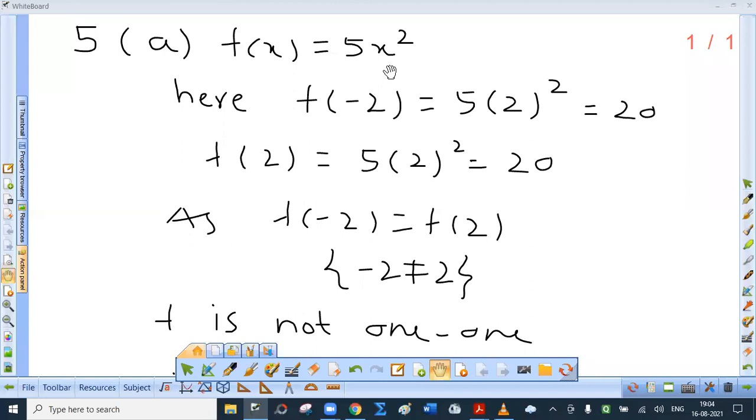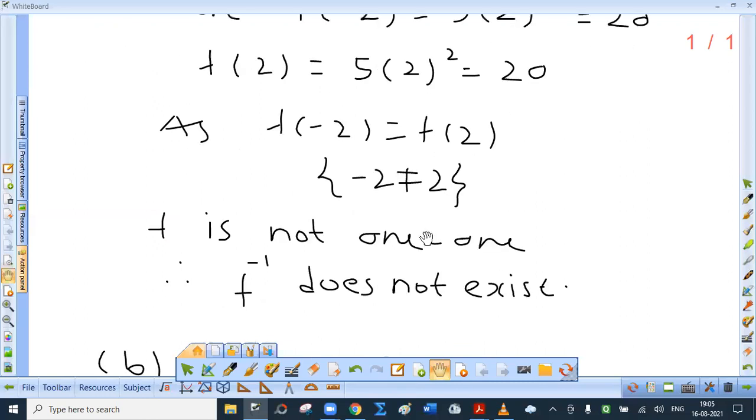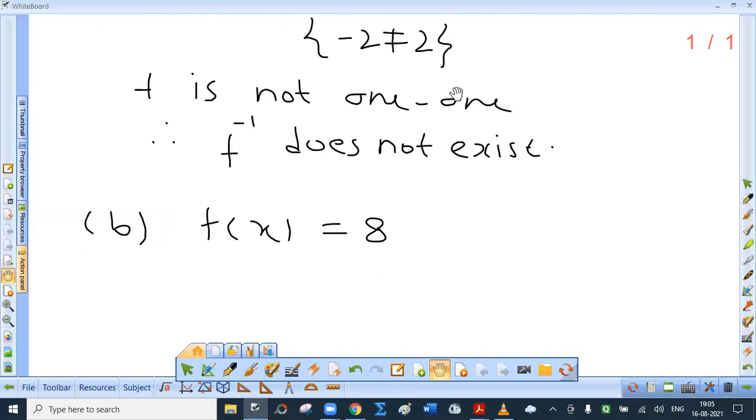Now, f of x is 5x square. What is f of -2? Same as f of 2, because the square of a negative number is also positive. So clearly, the function is many-one. Again, you will notice that if we define the function from the set of real numbers to real numbers, then the square of a real number cannot be negative. So it is neither one-one nor onto. But if it is not one-one, why think of that? Just say that f is not one-one, so f inverse does not exist.